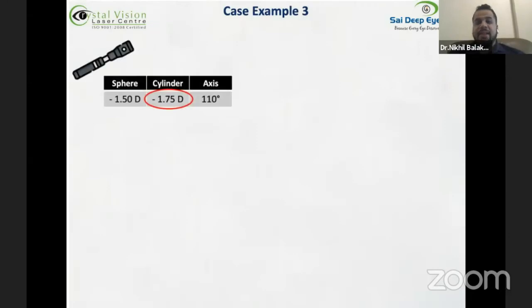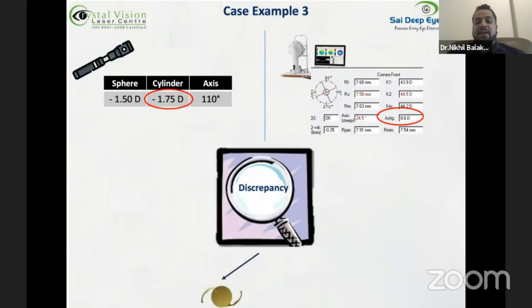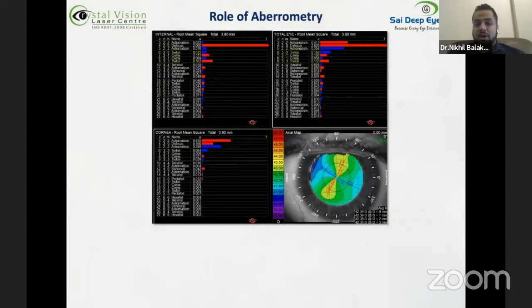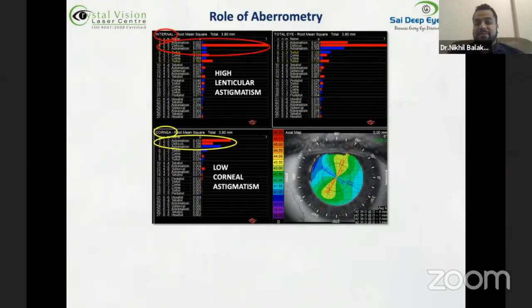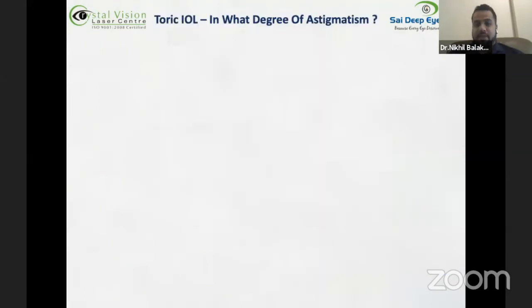Coming to my final case example, here the patient accepts a cylinder of 1.75 diopters, but shows a very low astigmatism on the keratometry. Again, the discrepancy where we don't know what to do, and we fall back to our tool, the aberrometer. Here again, what we see is the corneal astigmatism is relatively low as compared to the lenticular astigmatism. And hence, on removing the lens, the lenticular astigmatism is gone and only the low corneal astigmatism is there. And one need not use a toric IOL for correction of the same.